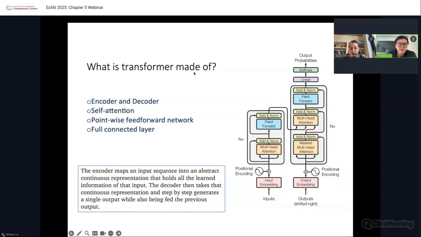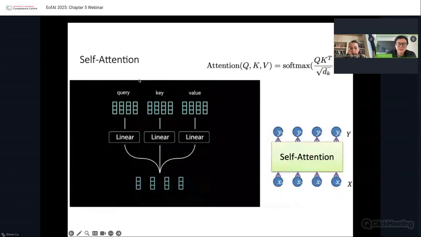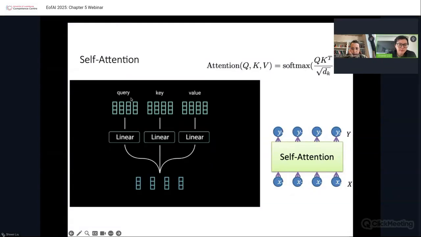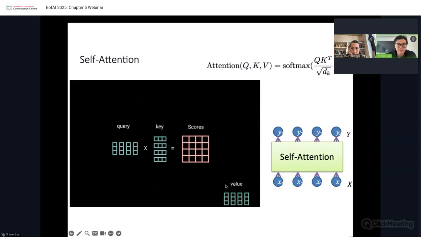So the transformer essentially contains four parts: encoder, decoder, self-attention, and feed-forward network, which is composed of fully connected layers. And this is the mechanism behind attention. For each input, we will calculate three components called query, key, and value.